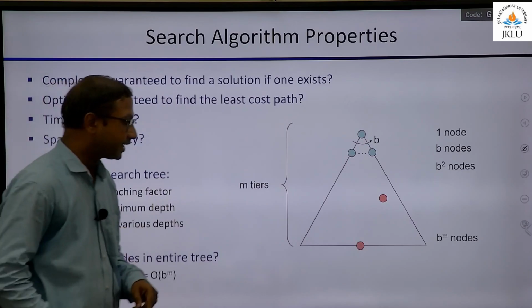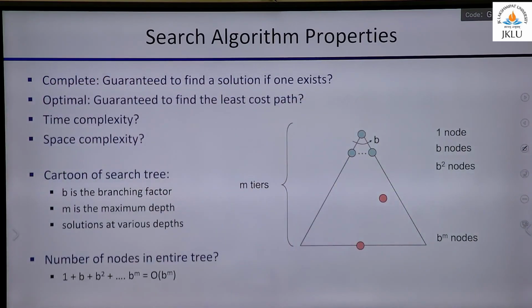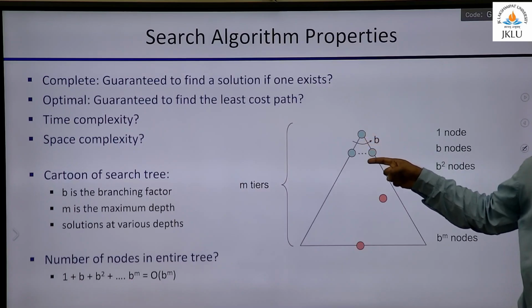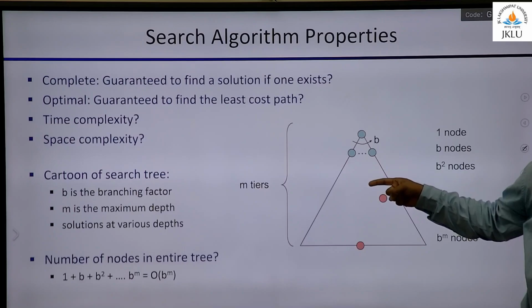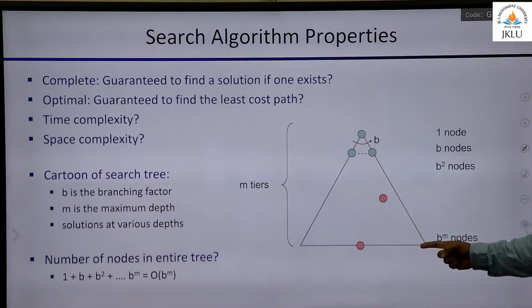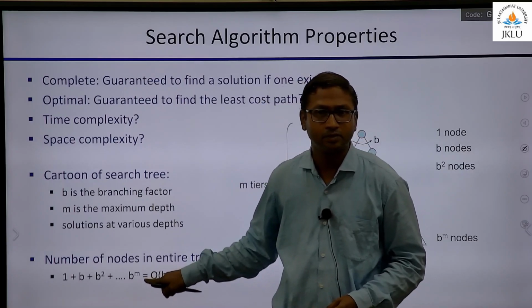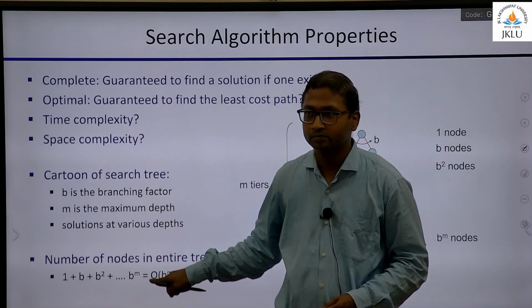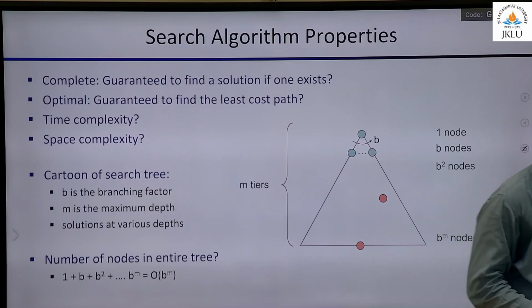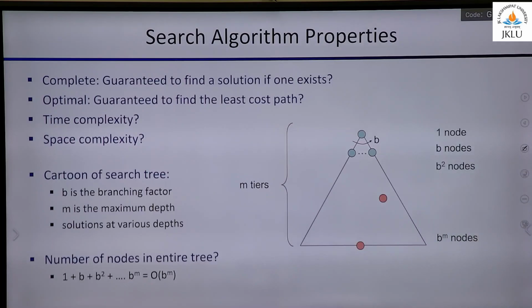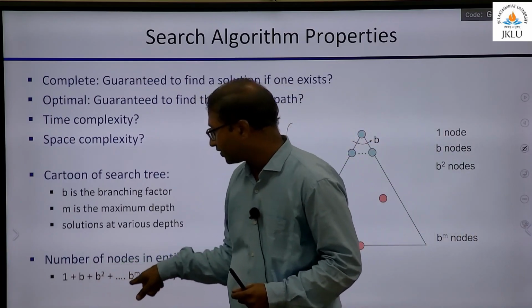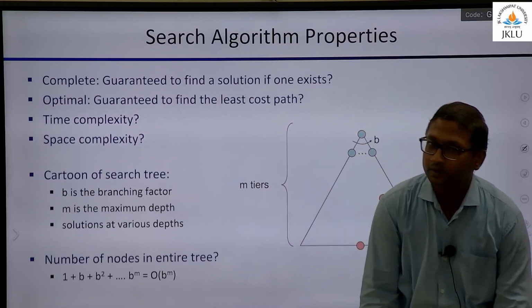The total number of nodes in the entire tree is how much? This is easy. 1 plus b to the 1 plus b square plus b cube and all the way until b to the m. But why is this, is this right? What is this thing on left hand side? GP? GP ka sum karo ek bar.